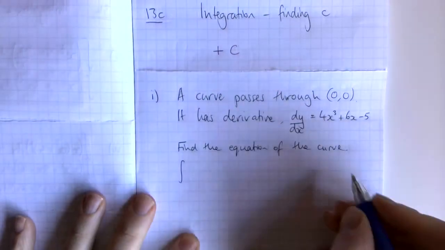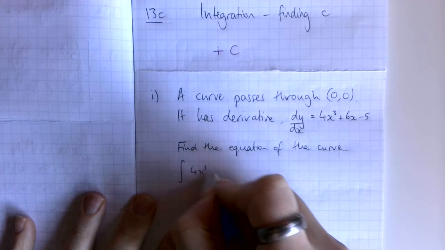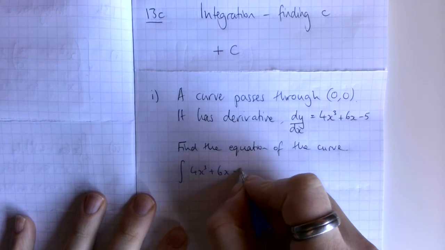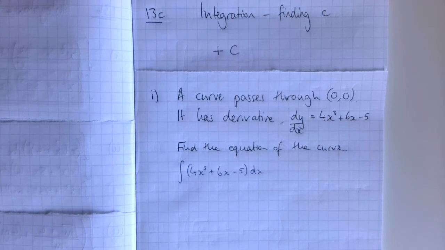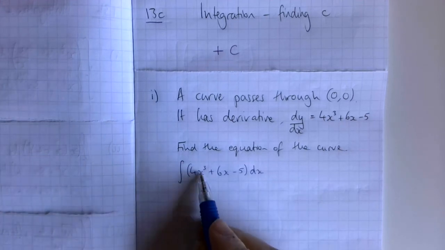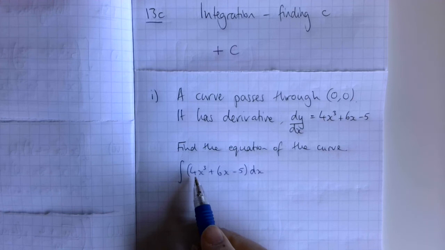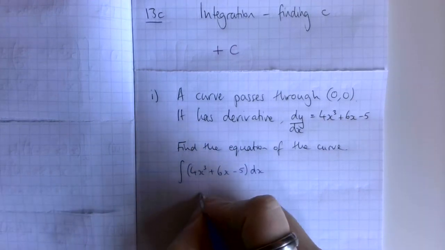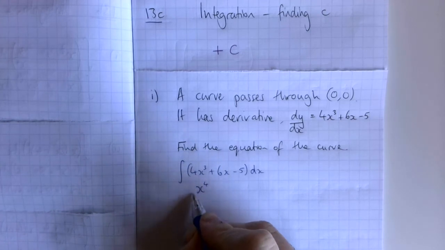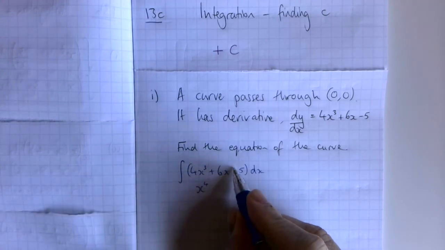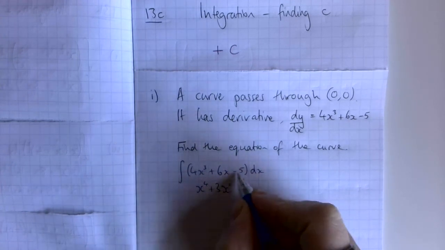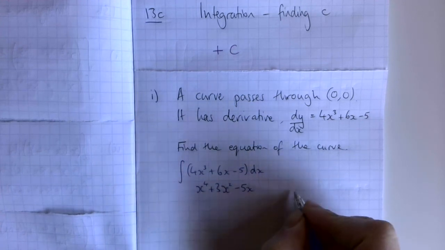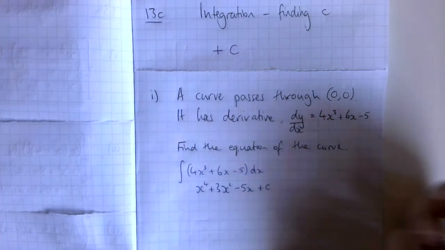So the integral of 4x cubed plus 6x minus 5 with respect to x is what we want to do first, and hopefully remember we increase the power by 1 and then divide through by the new power. So let's do that. This is going to be x to the power of 4, and then dividing through by 4, so this becomes x to the 4 divided by 4 is 1. Increase this power by 1, x squared, divide through by the new power, and increase this power by 1, and remember our constant of integration.